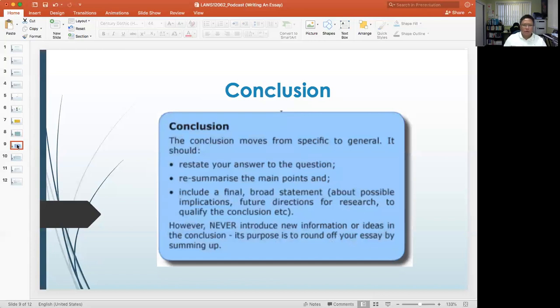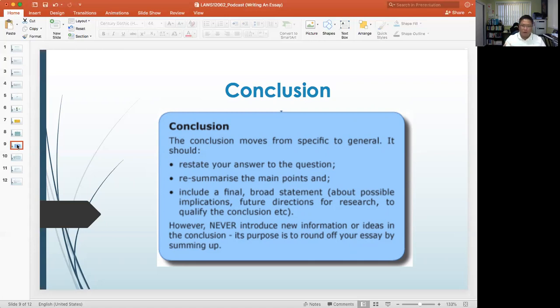So in conclusion, your goal now is to move from specific to general. Remember, when you did the introduction, you began with a very general topic and said, I'm going to talk about specifics. So these are the specifics. In the conclusion, you're moving from specific to general because your goal is to draw attention to the fact that this is a very important argument you're making. And so it will essentially restate your answer to the question or re-summarize the main points. And it could include a final broad statement about possible implications, future directions for research, making qualifications about the conclusion, etc.